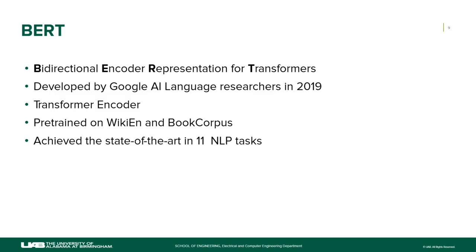It was developed by Google AI Language researchers in 2019, as mentioned earlier. It uses the encoder part of the transformer. BERT was trained on large data sets, including the textual content of English Wikipedia and also BookCorpus. When BERT's paper was published, it showed that BERT outperformed 11 NLP state-of-the-art tasks.